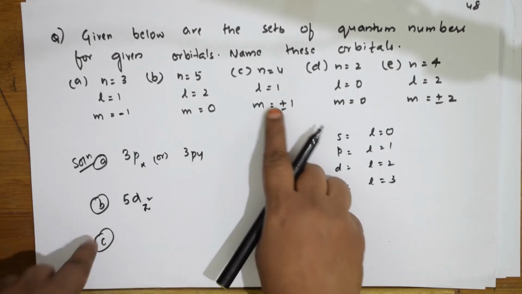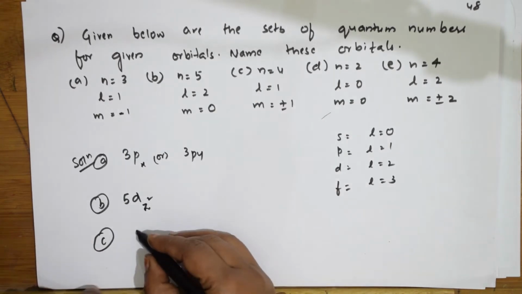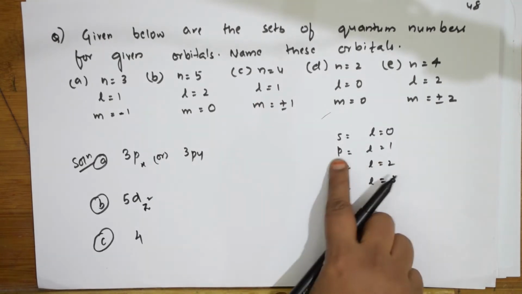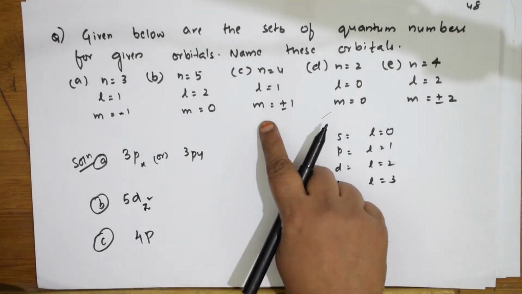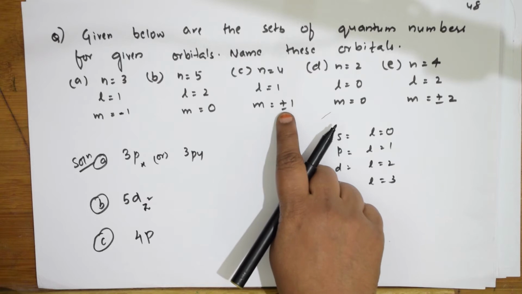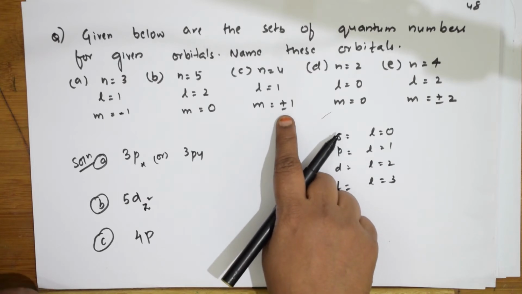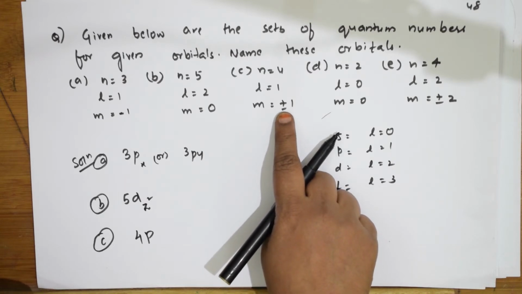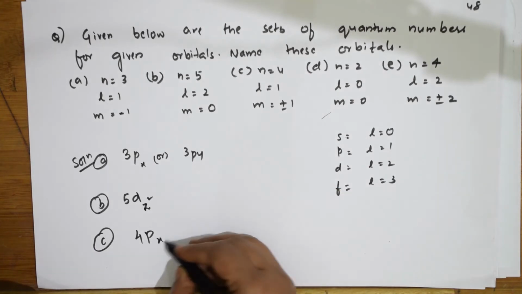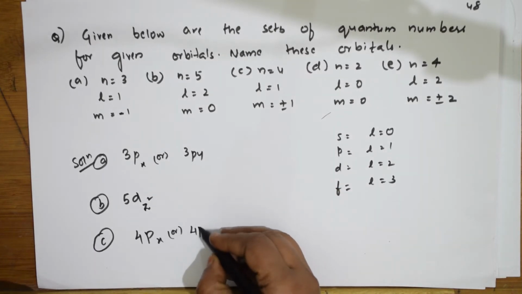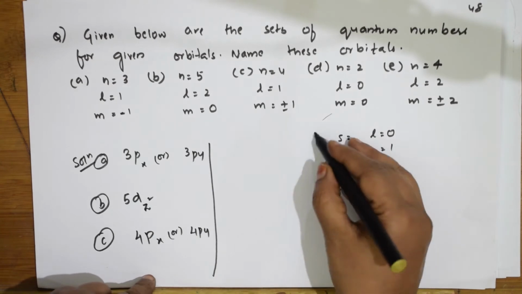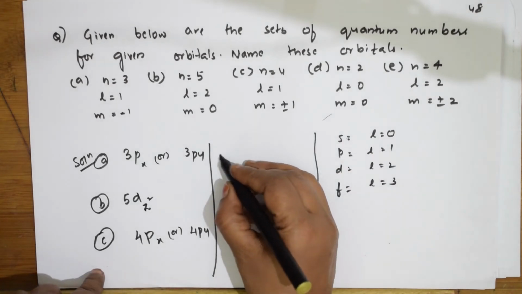But third case, here again n is equal to 4, means 4. If l is 1, it is nothing but p orbital. Here they said m value is plus or minus 1. Yes, plus or minus 1 means it can be either 4px or it can be 4py. Okay, this is over. Now let us do the d part.